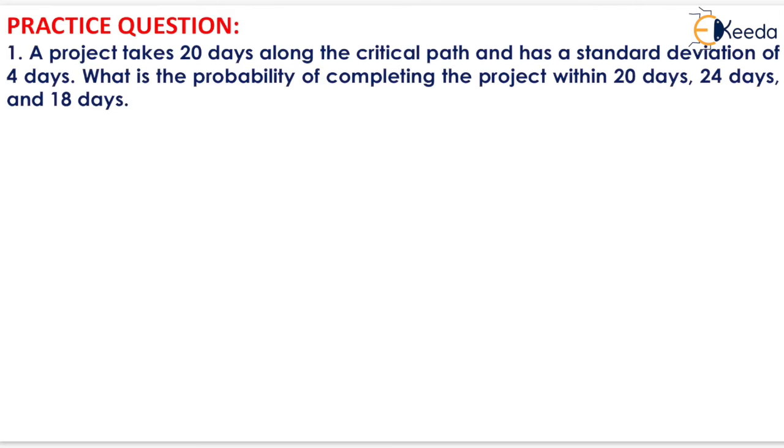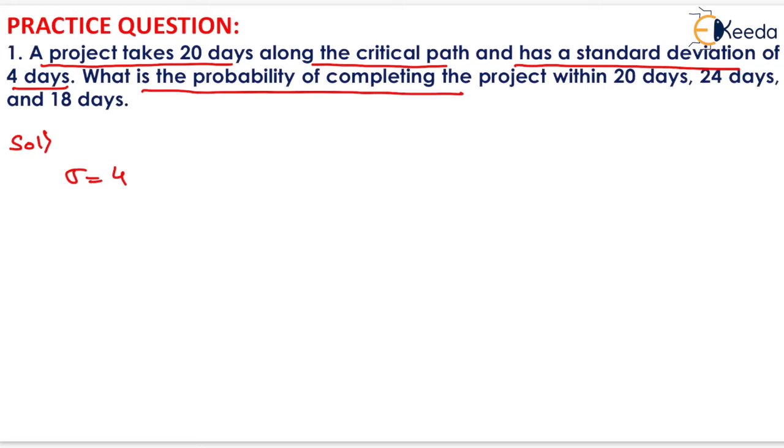The question is given as: a project takes 20 days along the critical path and has a standard deviation of 4 days. It means that the value of sigma is already given as 4. What is the probability of completing the project within 20 days, 24 days and 18 days? Now we have to find the probability of completing the project within 20 days, 24 days and 18 days. Now the completion time of the project is given as 20 days.